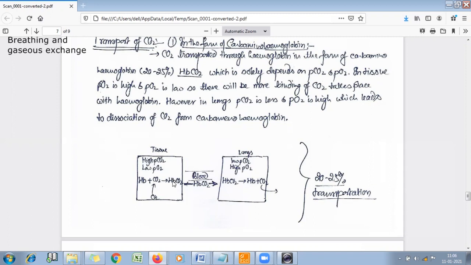But when it transports this carbon dioxide to the lungs, especially the alveoli, what happens in the lungs? The partial pressure of oxygen is more as compared to the partial pressure of carbon dioxide. So here the carbaminohemoglobin leaves carbon dioxide, and the carbon dioxide will be expelled out by the process of expiration. By this, 20 to 25% of the transportation of carbon dioxide takes place.